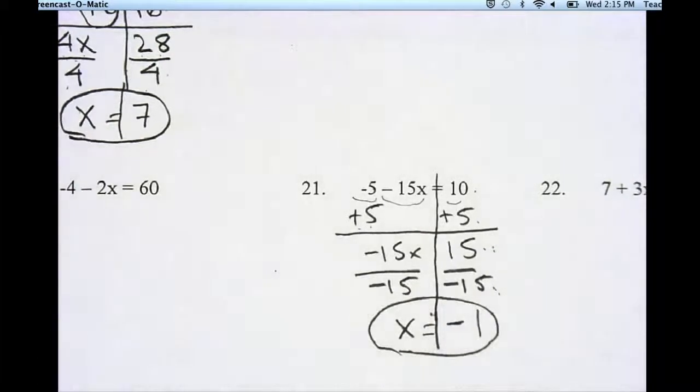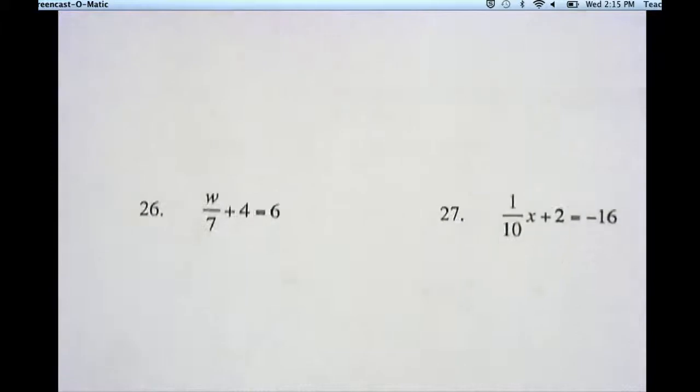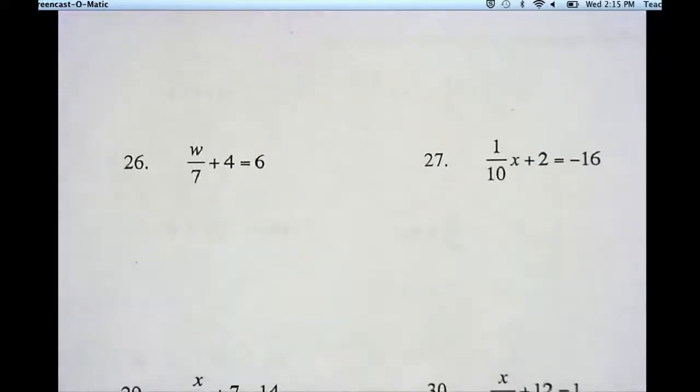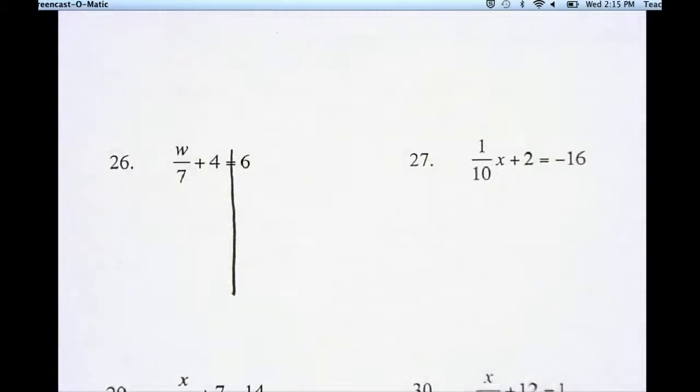I'm going to do two more here. I'm going to go to the bottom part of this worksheet, and the next one we're going to do is this w divided by 7. It's the exact same process. I've got to create a 0 first, and then I undo multiplying or dividing.